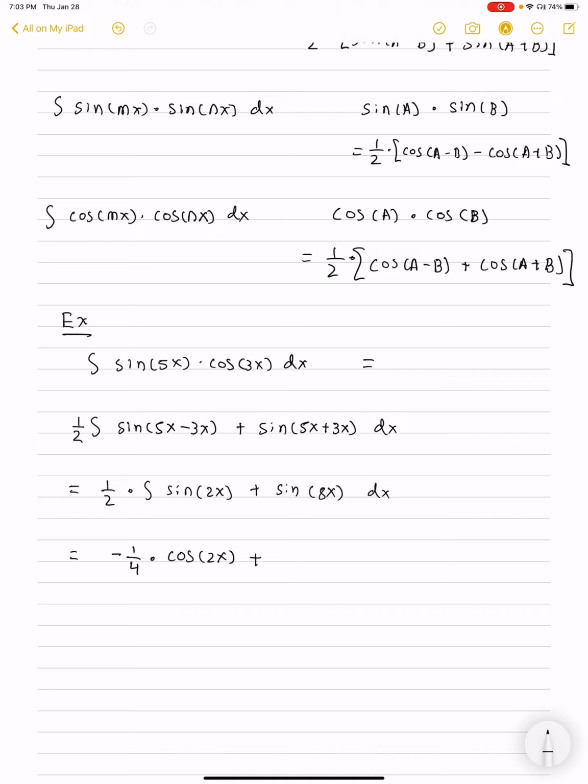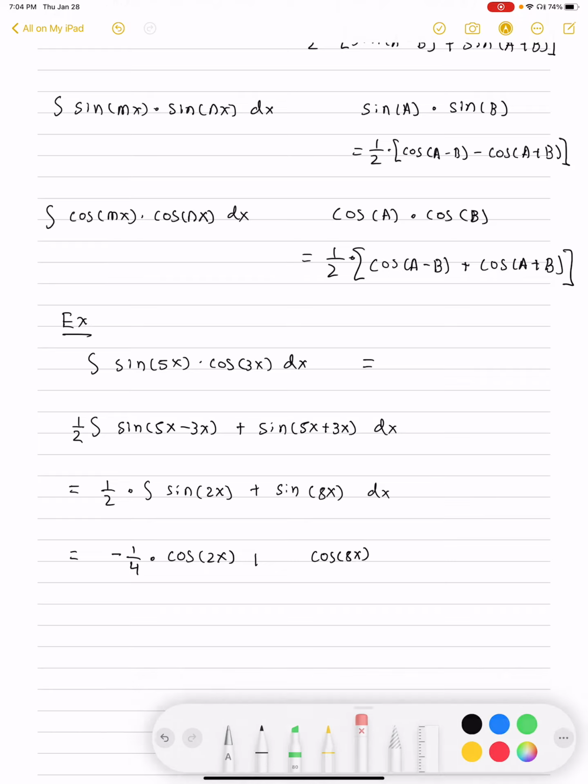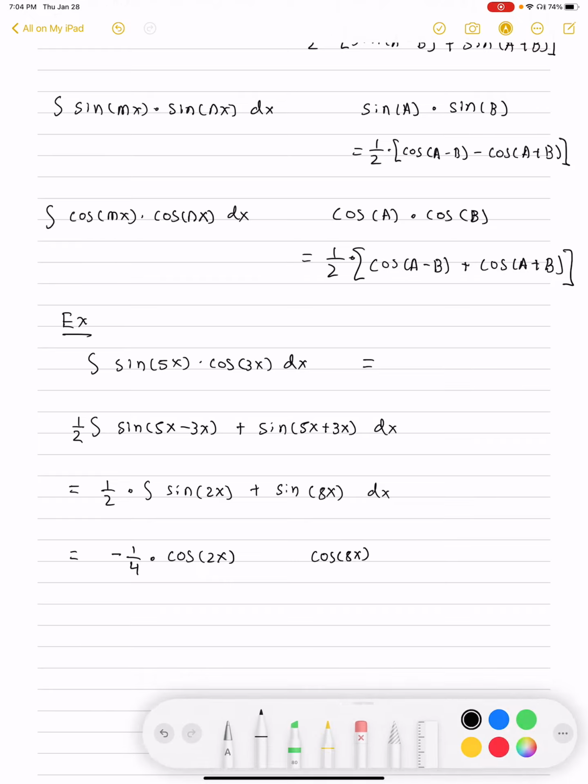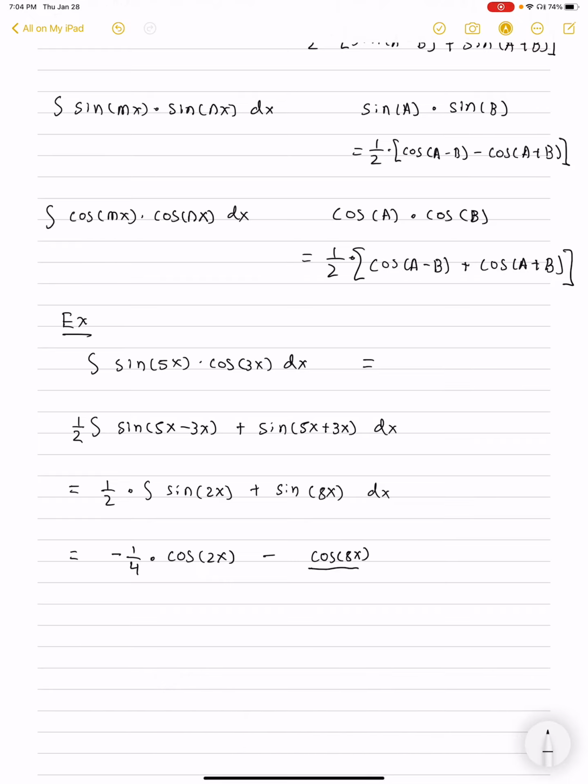Plus, we anti-differentiate this, we'll get cosine of 8x. Then we need to divide by the 8. And I apologize, this should be negative. Then we also have that 1/2 out in front. So that'll be divided by 16 plus this constant. And that's our answer for this integral.